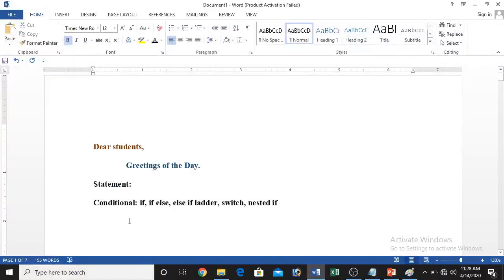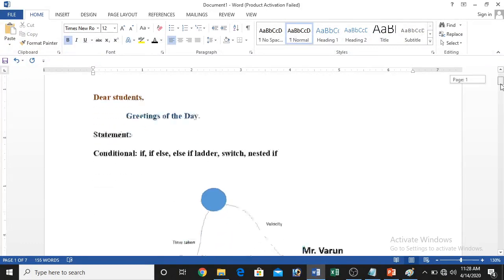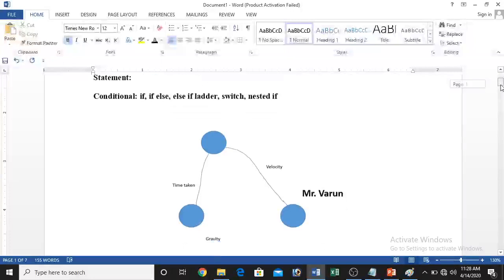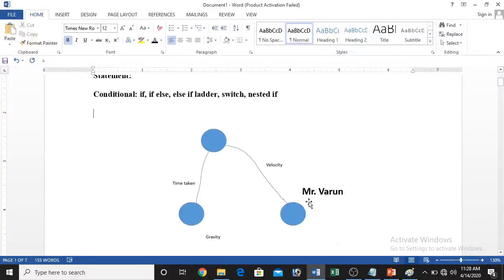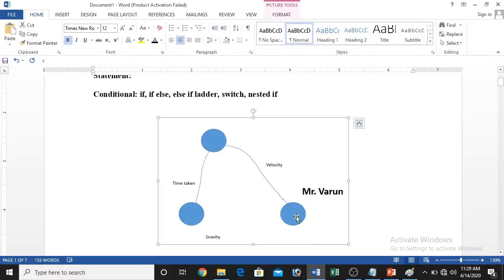Now in today's session we'll discuss one such conditional statement application with respect to a particular program. The program goes like this. Mr. Varun is a player, very much interested in sports. Mr. Varun is going to throw a ball with some velocity up into the sky. After reaching a particular height, the ball falls down. Why does the ball fall down? It's because of the gravity of the earth.